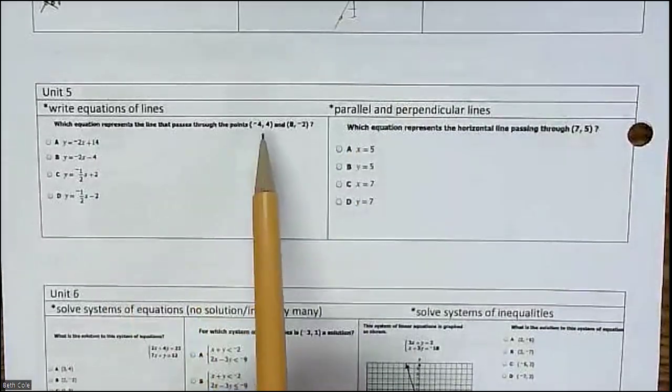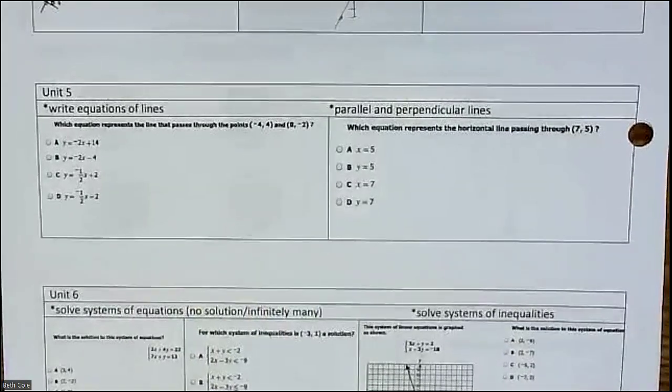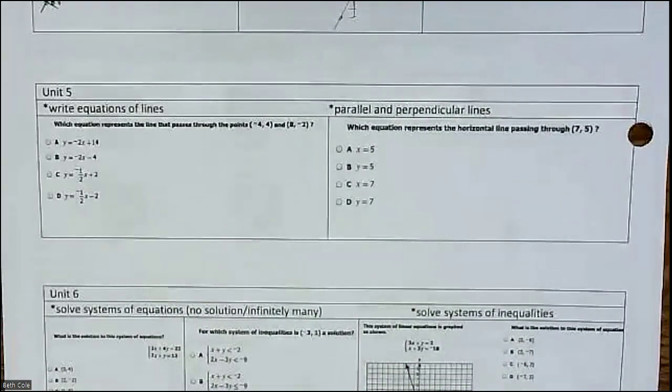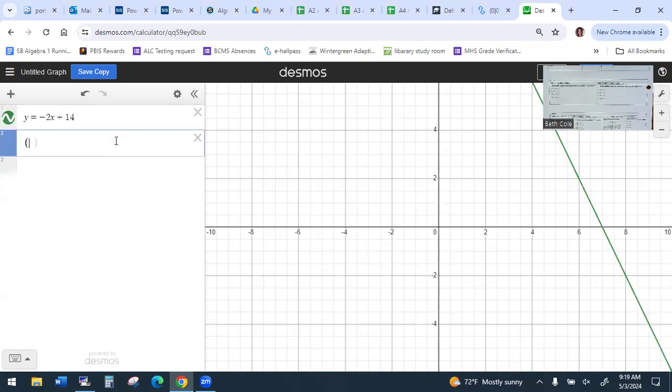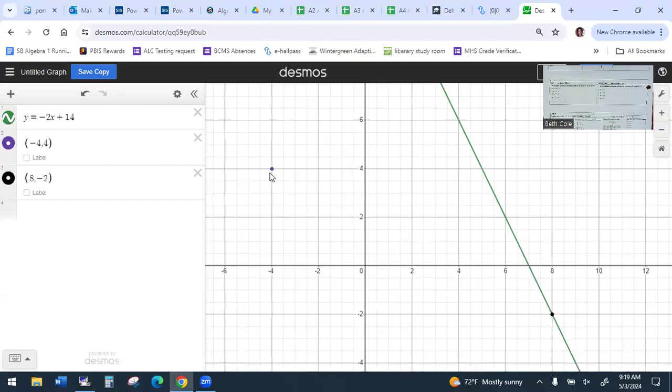Which equation represents a line that goes through those 2 points? Guess what we're gonna do, guys? Put them in the calculator. All right, so look, what is the first one? Y equals negative 2x plus 14. Do you see that there? Here I'm gonna put the points, negative 4 comma 4. Do you see that? And then what's the other one? 8 comma negative 2. Does that line go through both the points? No. All right, let's test the next one.